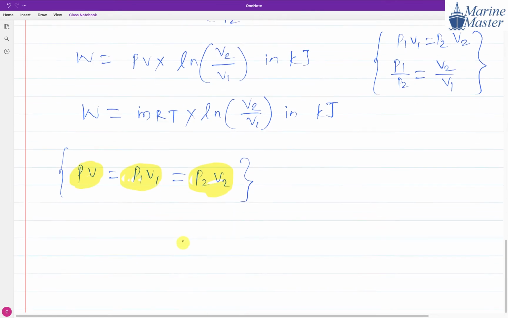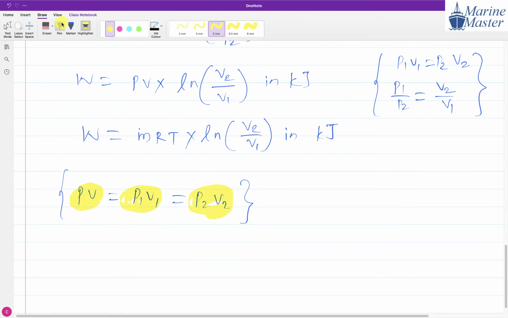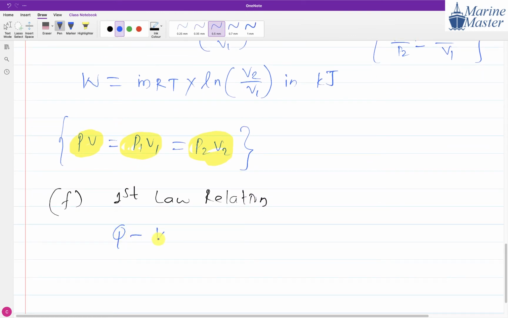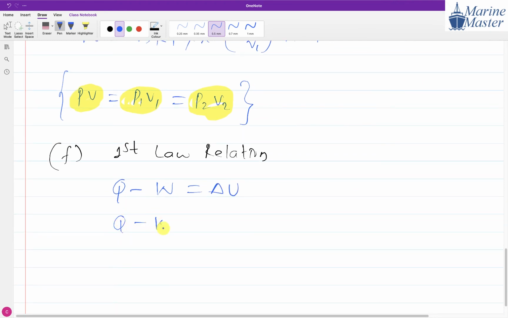Now what is our F relation here? What will be the relation of F? F is the first law relation. And what is the first law relation? Q minus W is equal to delta U. Q minus W is equal to what? Delta U. And what is the basic relation of delta U? The change in internal energy for an ideal gas we have seen: MCV (T2 minus T1). And what will T2 minus T1 be here?